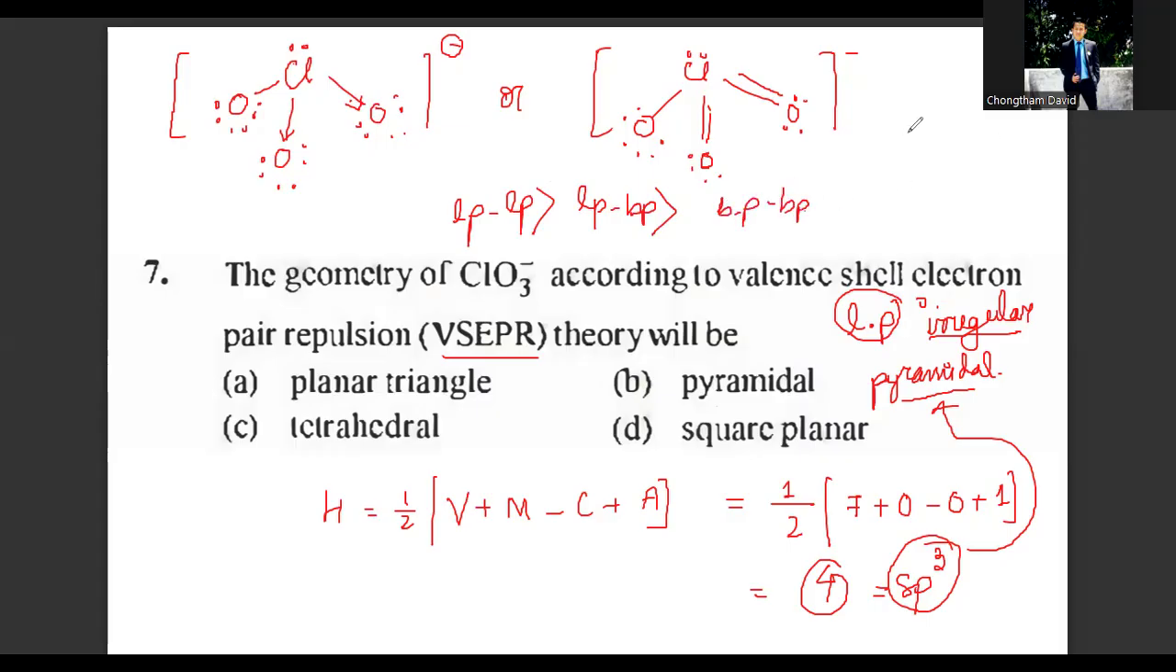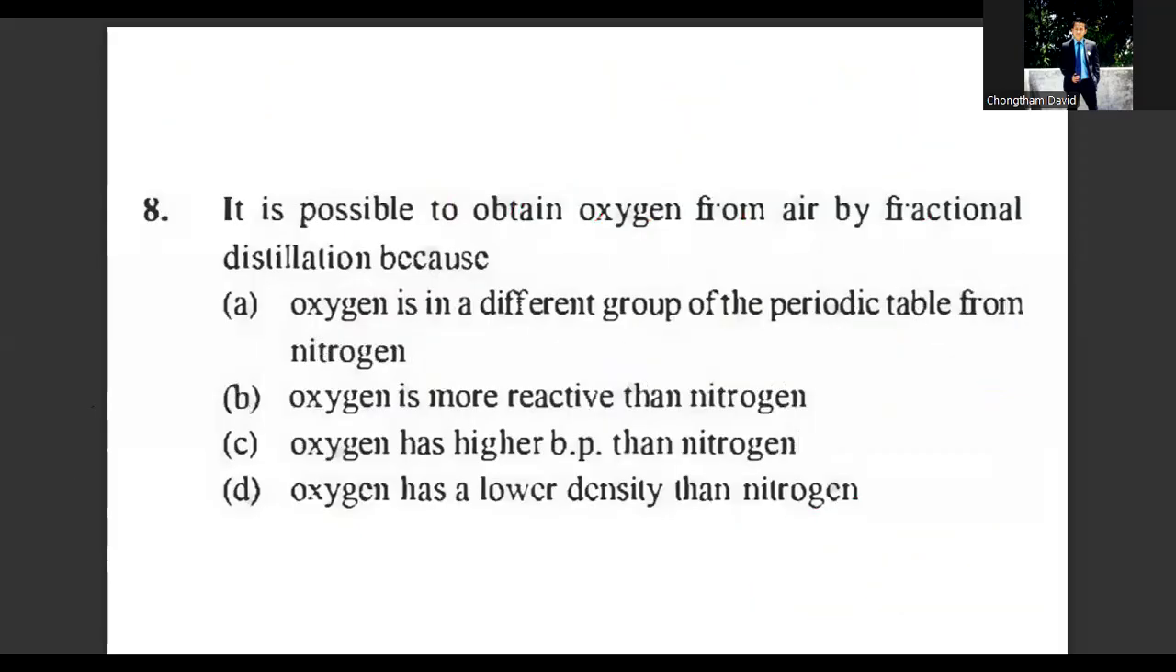So what happens? This atom would try to be in the most stable state. Okay, it doesn't want to conflict with these atoms which are not stable. Chlorate, then you have this pyramidal geometry. I hope this is understood. So B is the answer to question number 7. Moving into the next question, question number 8.